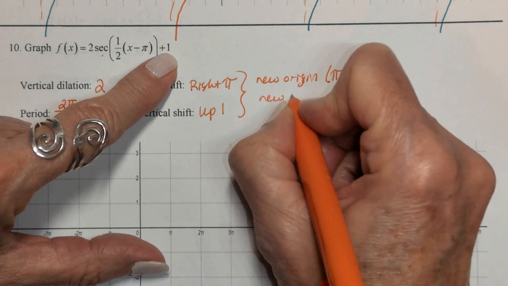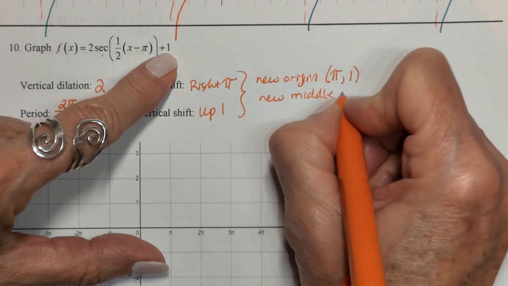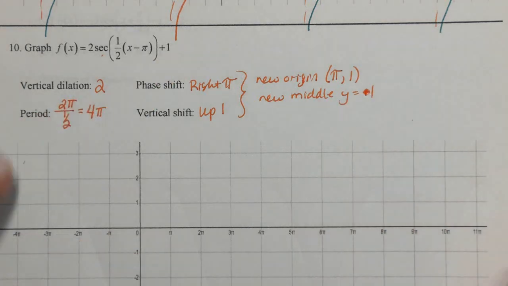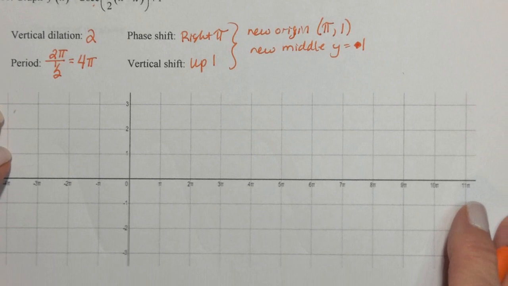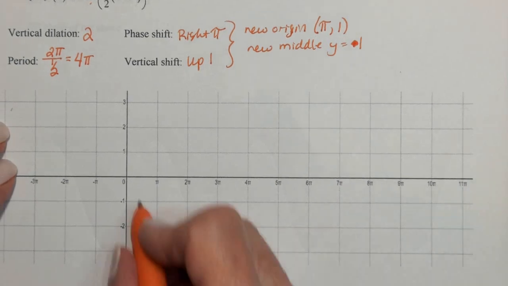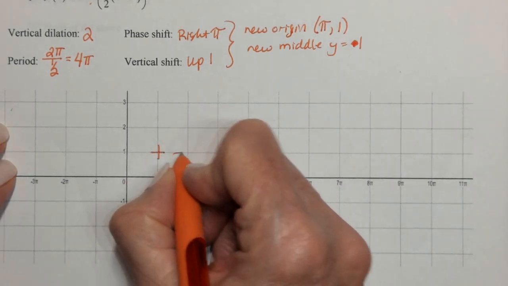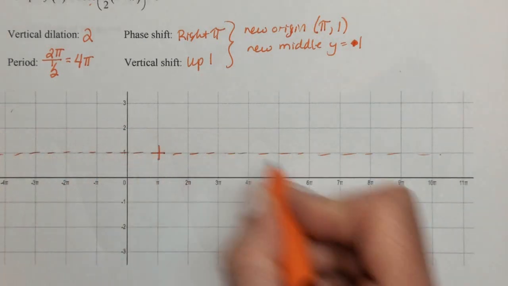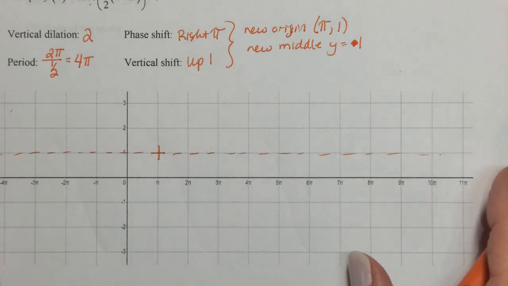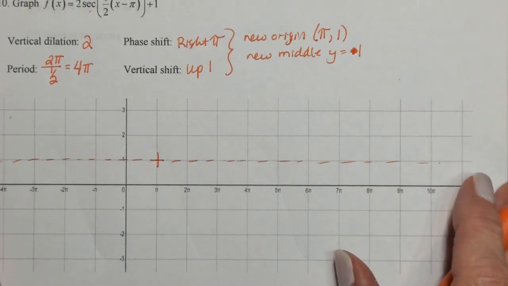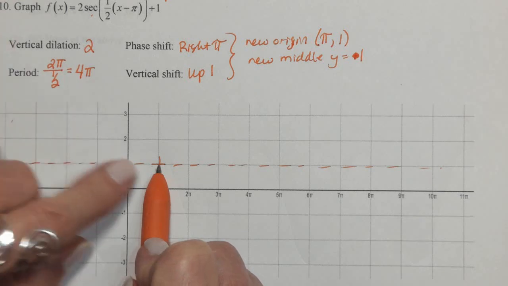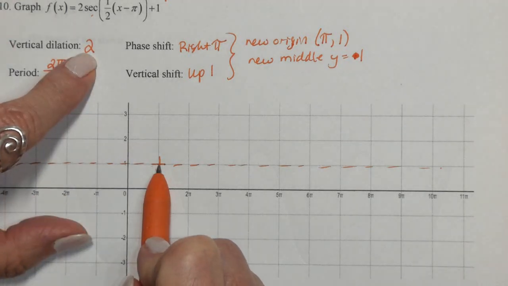New middle, y equals positive 1. Don't know why I made that a negative. So new origin is pi, 1, and then I do my dashed line. I'm envisioning secant. Secant is the one with all the u's, right? Now, at the origin, cosine usually starts up, right? Well, that's exactly where secant will start. But instead of going up 1, we need to go up 2.